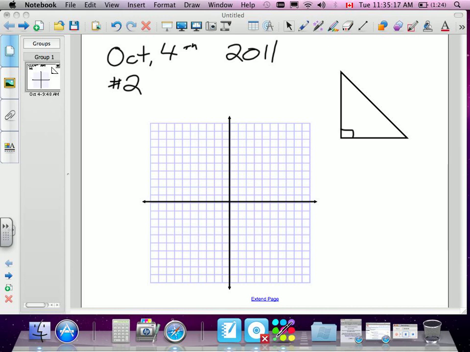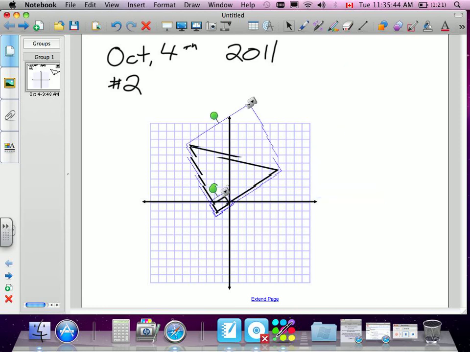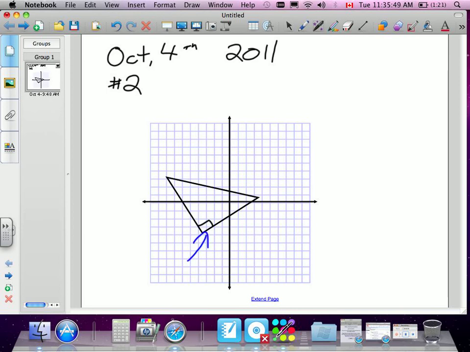Okay, October 4th, 2011, we're going to take up question 2 from the homework last night. Question asks you what properties you would use to verify that a triangle has a right angle, which is a 90-degree angle. So, what we would do is we'll get our triangle, and I'm going to just rotate it a little. And let's imagine it's on the graph. I'm going to move it all over. So we have some triangle on the graph, and we need to verify that this is a right angle.